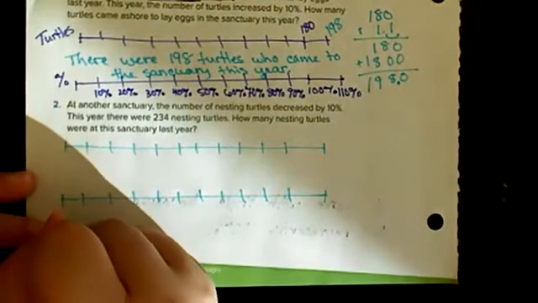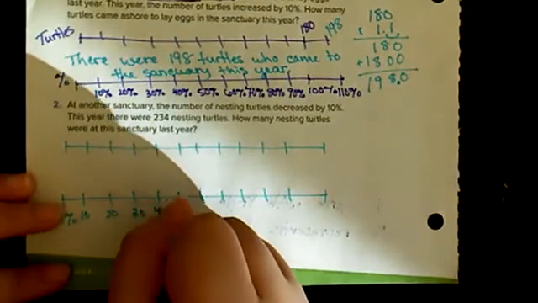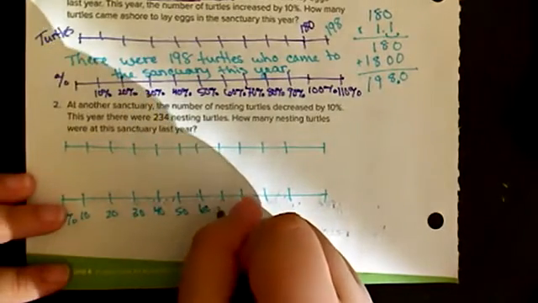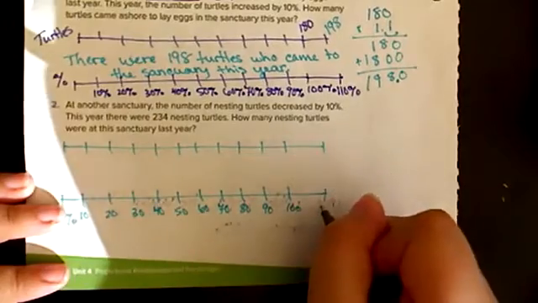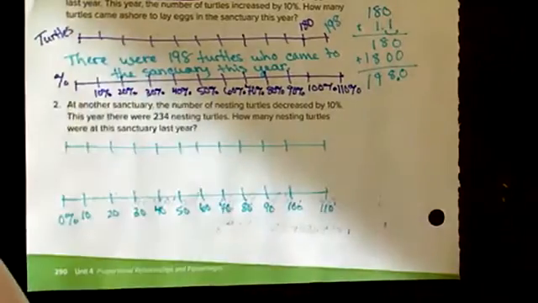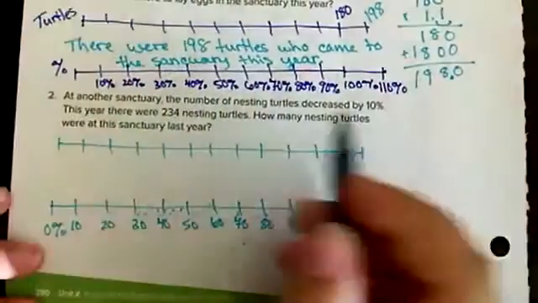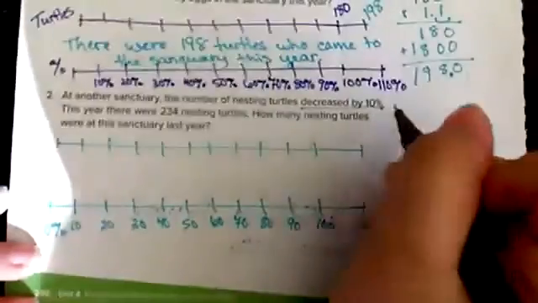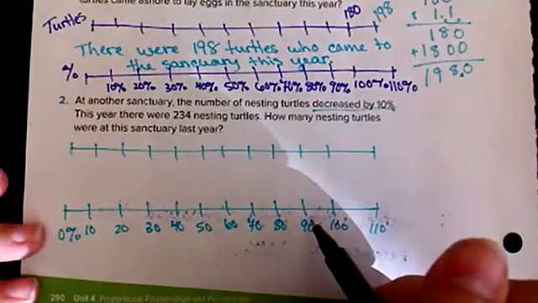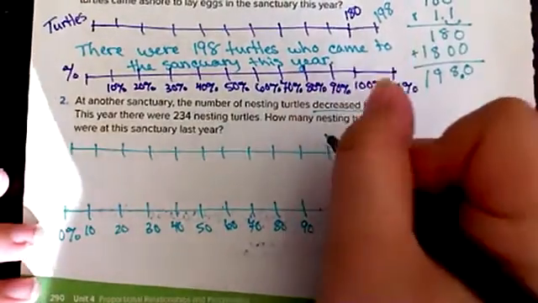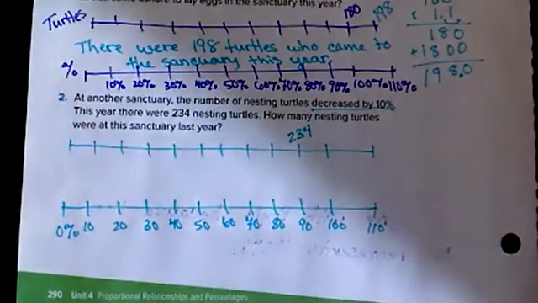So we have 0%, 10, 20, 30, 40, 50, 60, 70, 80, 90, 100. Oops, I made an extra line. We have 110. And this was the number decreased by. So we want 10% less than 100. So 10% less than 100 is 90. So on the 90, we're going to put 234 to represent our turtles.